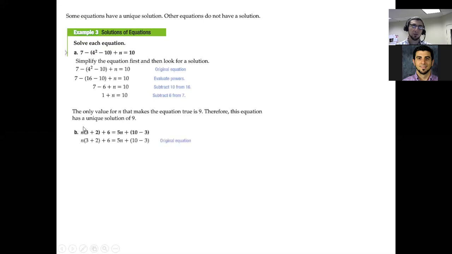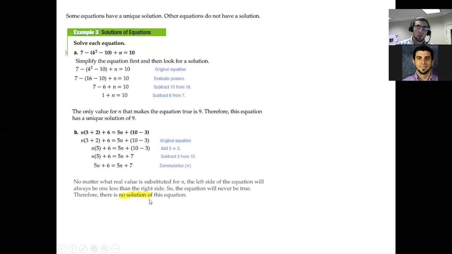Let's look at this one. If I have n times the quantity 3 plus 2, plus 6 equals 5n plus the quantity 10 minus 3. Now, it looks like a lot of crazy stuff, but just simply follow the order of operations. You have parentheses. So we'll do this set of parentheses first. 3 plus 2 is 5. Then we can do this one. 10 minus 3 is 7. Now, if you notice the n times 5, you could think of that as 5 times n. Now look at this. You have 5 times a number plus 6 equals 5 times the same number plus 7.